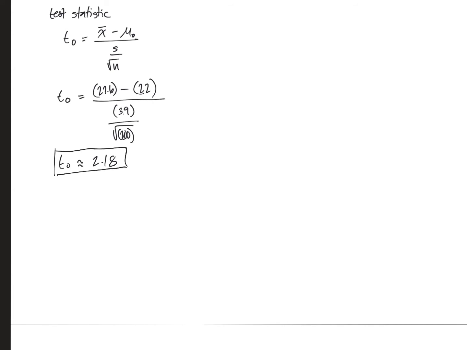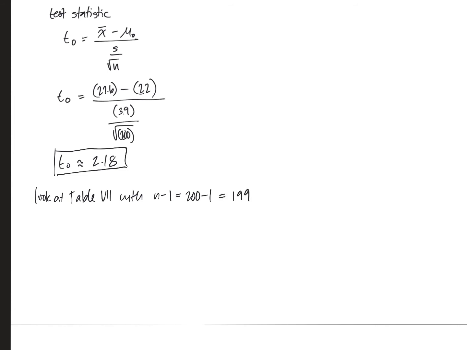All right, so this is our test statistic. So what do we do with it in the classical approach? We're going to look at the student's t-distribution with n minus 1 degrees of freedom. So look at table 6 with, and we're looking for n minus 1, so n minus 1 is going to end up being 200 minus 1, which equals 199.